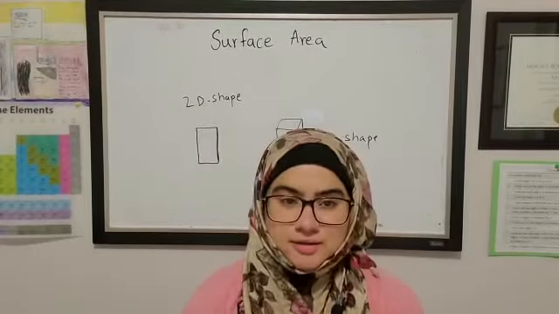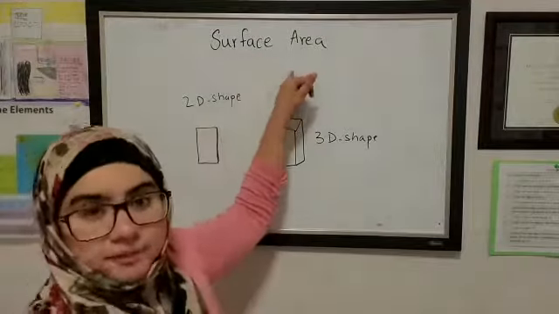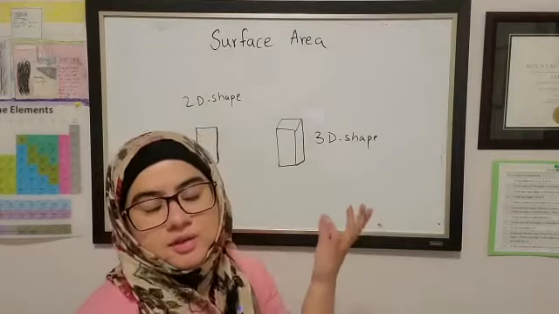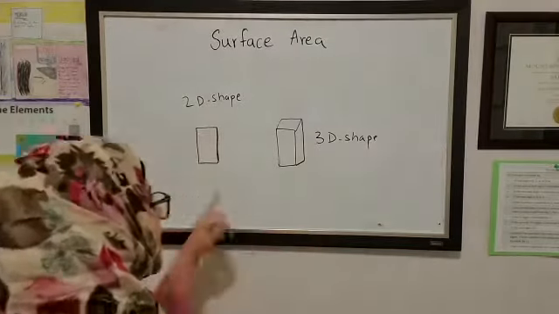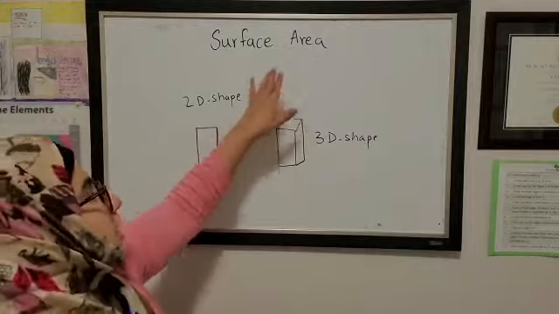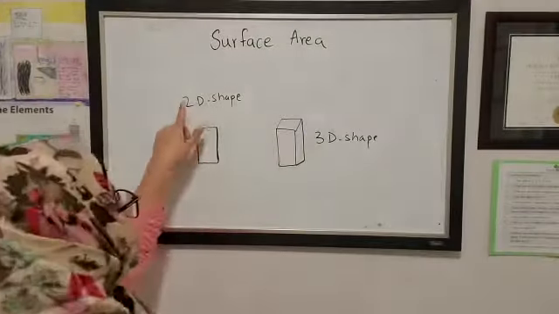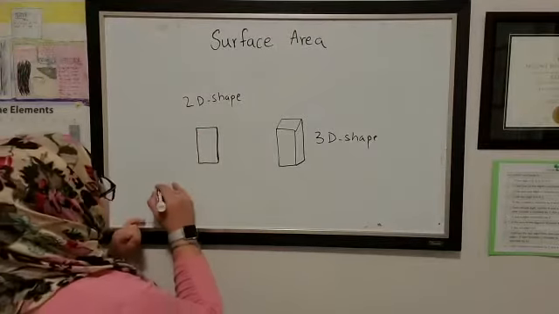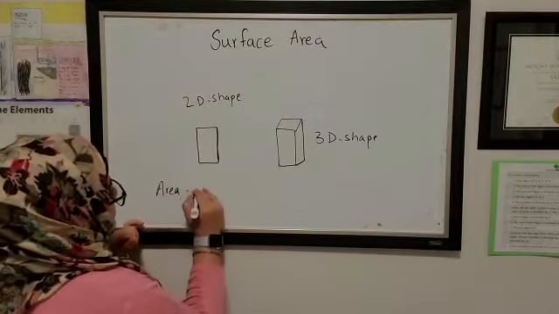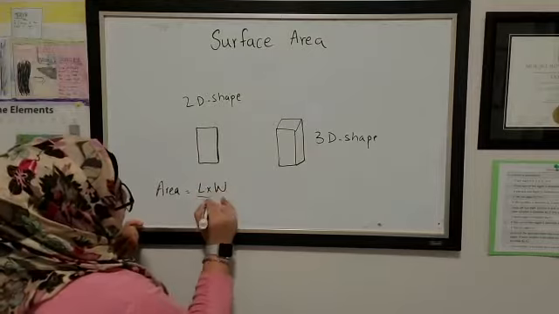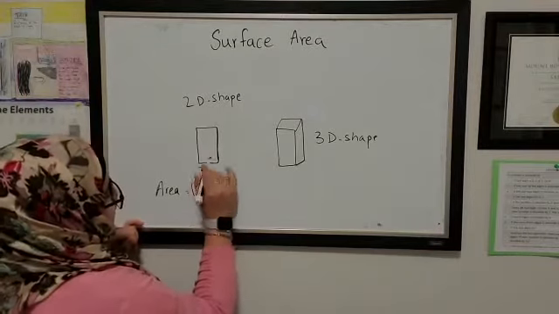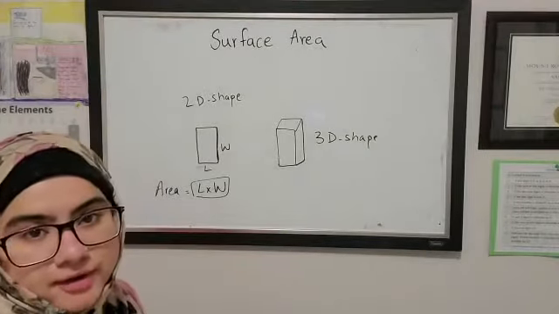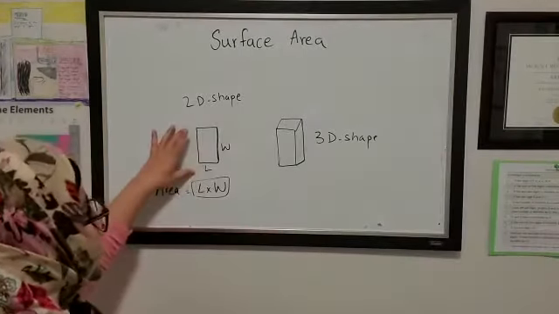Our lesson today is about surface area. Surface area is similar to area, like how to find the area of any shape, but we use area only for 2D shapes. We use area for 2D shapes when we have to find length times width. It means we need two dimensions, so I'm going to write length times width. You can find the area of any 2D shape.